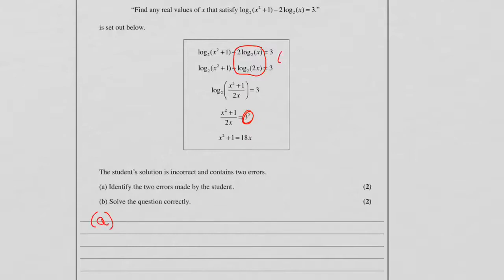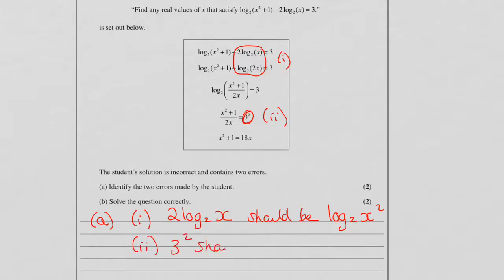So I think I might label them 1 and 2. So the first one, I'm going to say that 2 log to the base 2 of x should be log to the base 2 of x squared. And the second one, 3 squared, should be 2 cubed because 2 is the base.